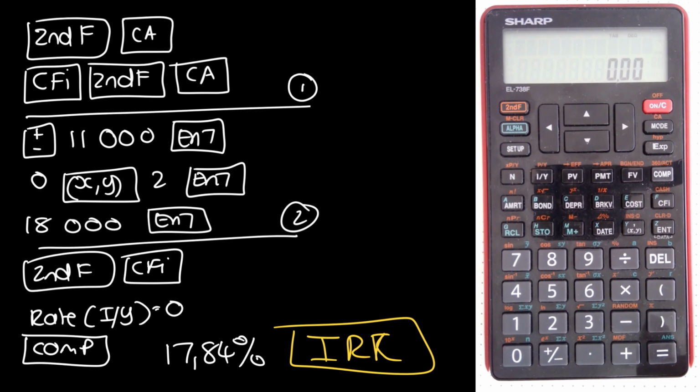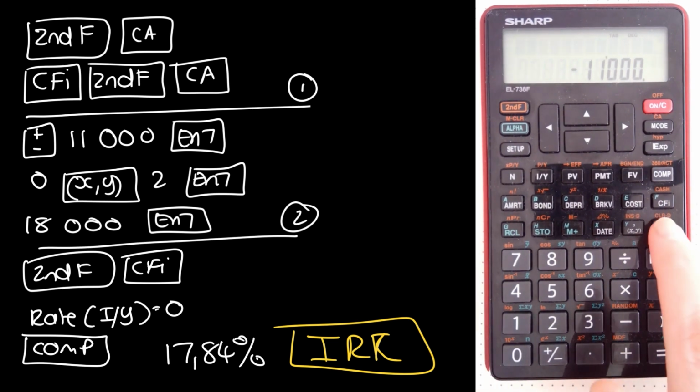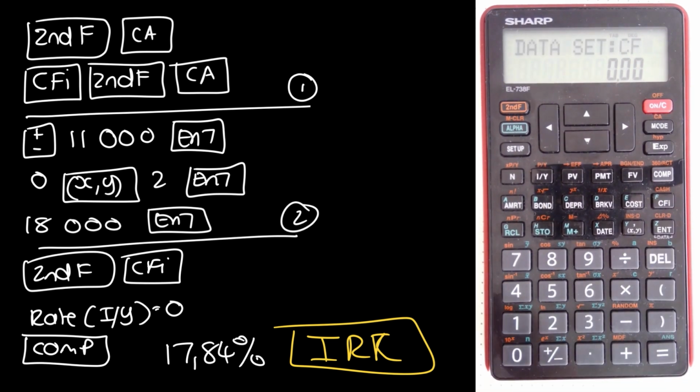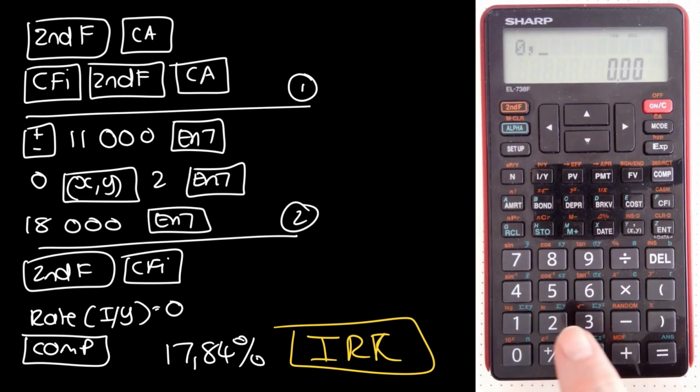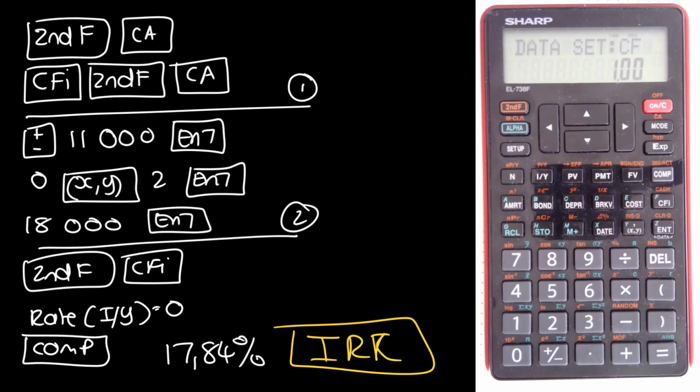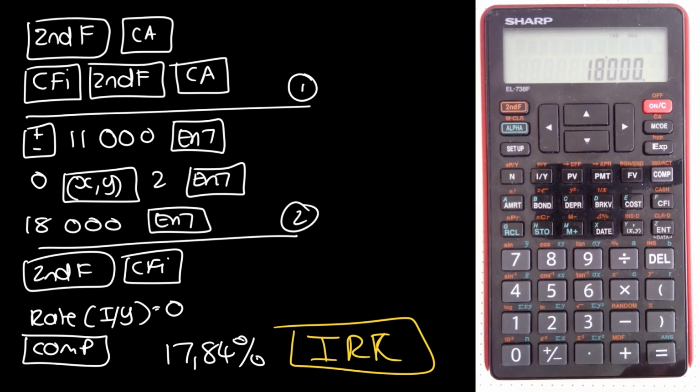Next up, we're going to input our data. So that's going to be minus 11,000 and enter. Then we're going to put in 0 twice. So you're going to say 0, comma, and it features twice, and enter. So however many times it follows in that regard. Then we're going to get 18,000 Rand back. So 18,000 and enter.